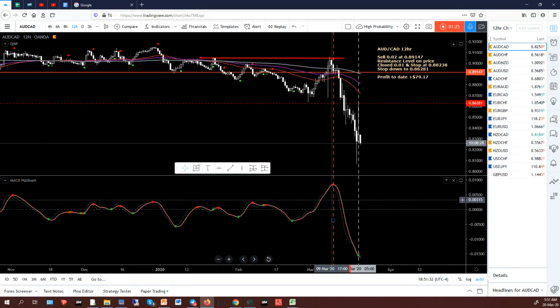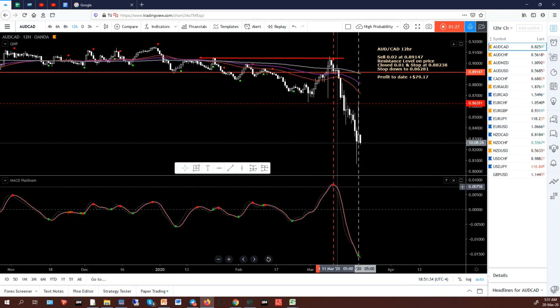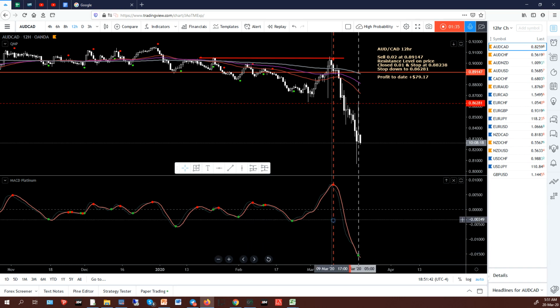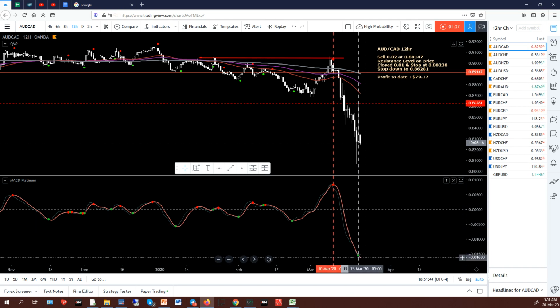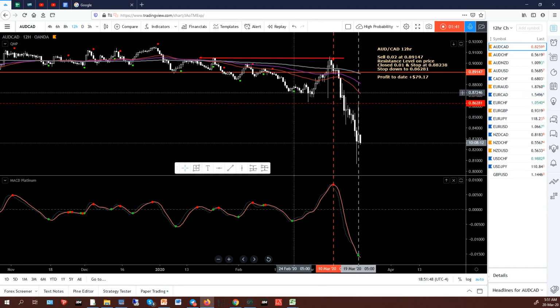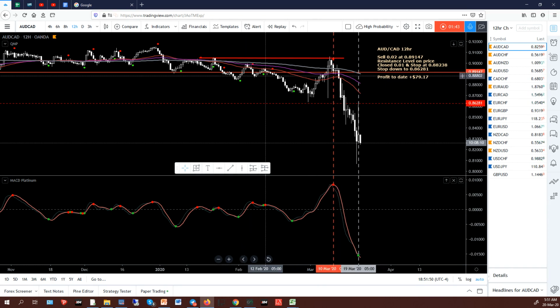And the reason I did that, this is the MACD Platinum down the bottom. There's a green dot on the MACD Platinum below the zero level. So that means I'm now starting to look for buys. I look for buys when the MACD Platinum's below the zero level and sells when it's above the zero level. And I base my trade signals on the red and green dots, QMP filter on the actual price chart. So until we get one of them, I don't take any action.